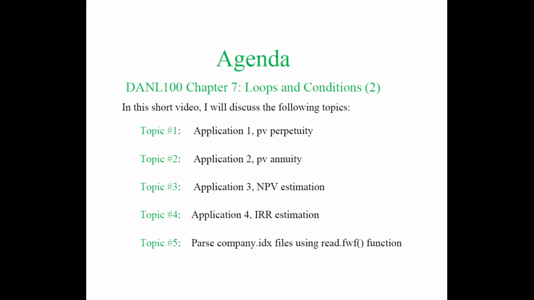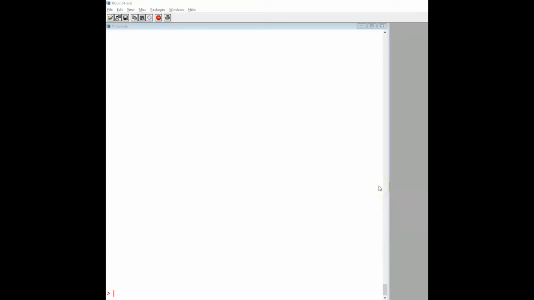Topic number 5, how to parse a specific SEC quarterly index file and save it as an R dataset. Then we can use loop to parse all the SEC index files. Topic number 1, we are going to use various loops to calculate present value of perpetuity. First one, we are going to define perpetuity.